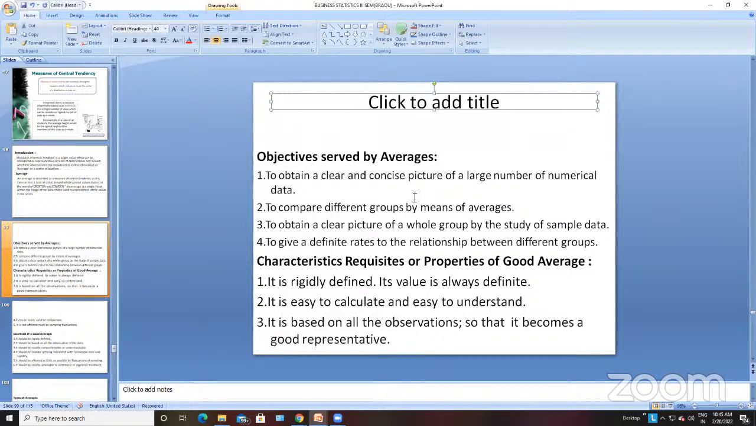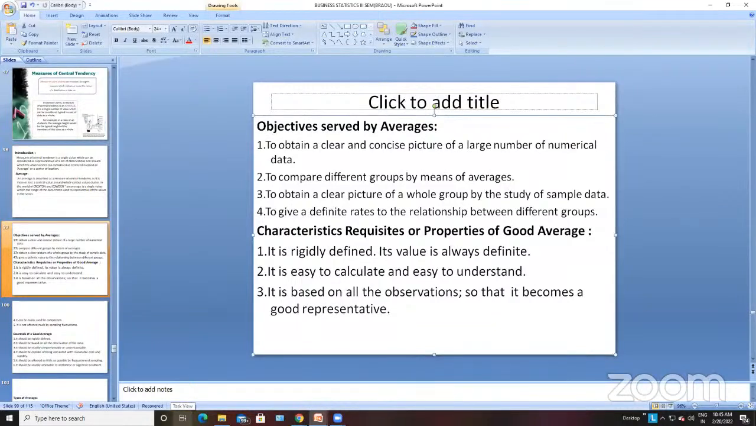What are averages? Objectives of an average. First, we have to obtain a clear picture. To know the average of a class or about any student, first you must obtain a clear picture, meaning you must have knowledge about it, and only then can you make it. After that, you have to compare different groups.